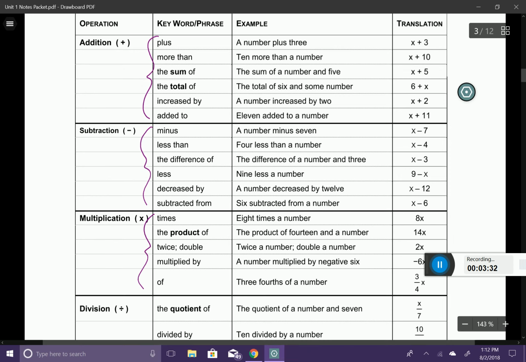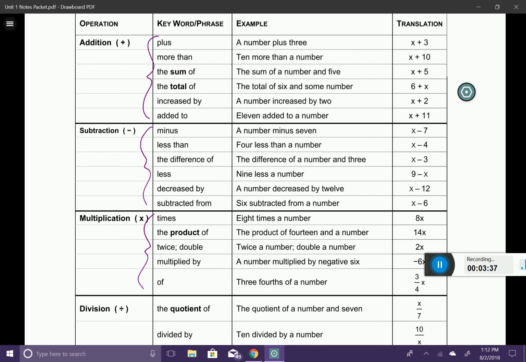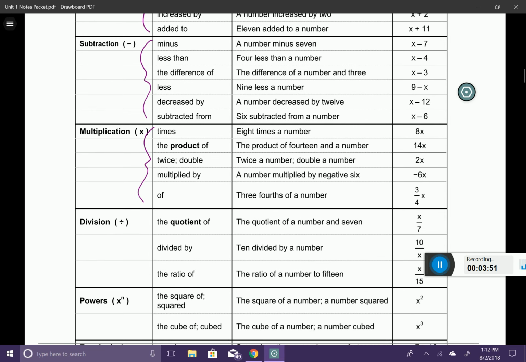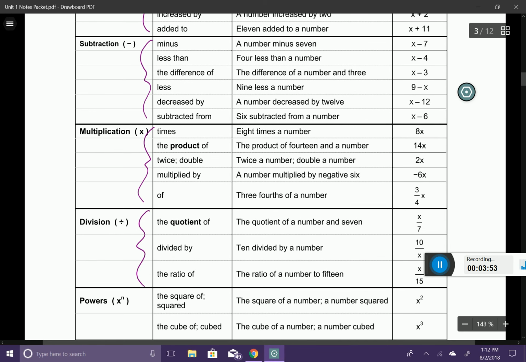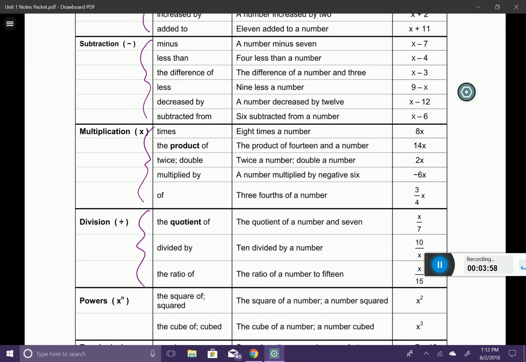Multiplication, times, the product of, twice, double, multiplied by, and oftentimes just the word of. A lot of times it can mean multiplication. So you have to be very careful and very aware of your translating when that word comes up. And then our division, the quotient, that's a pretty common one, divided by, and sometimes you'll even come across something like the ratio of. So anytime you see those words, they mean those operations whenever you translate them.